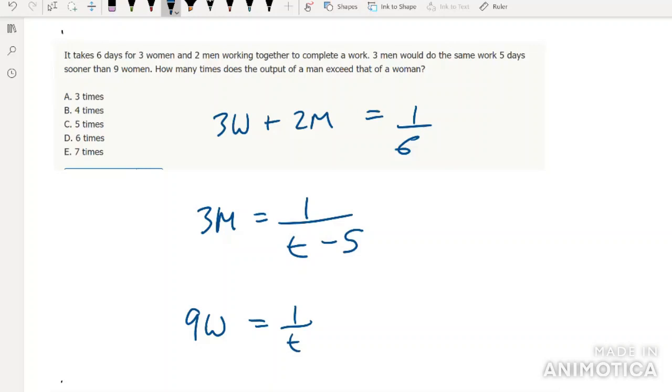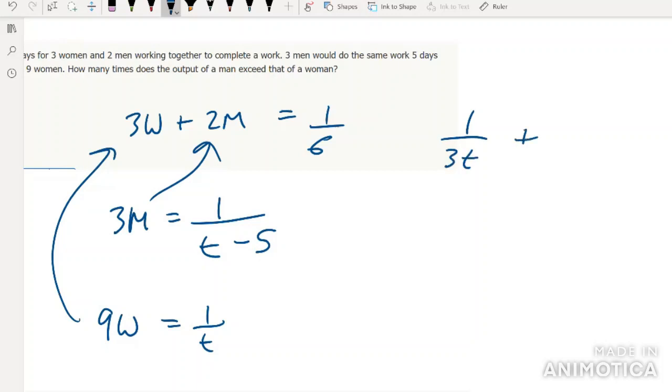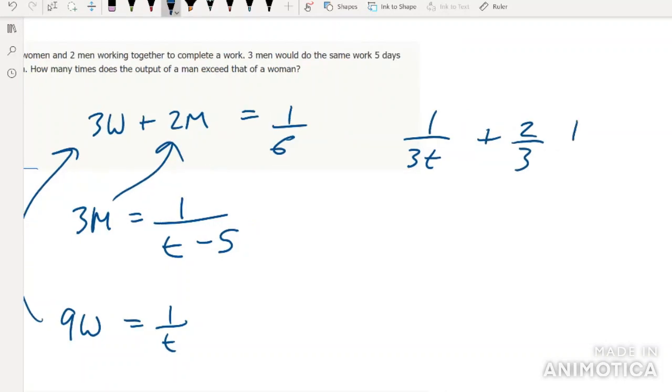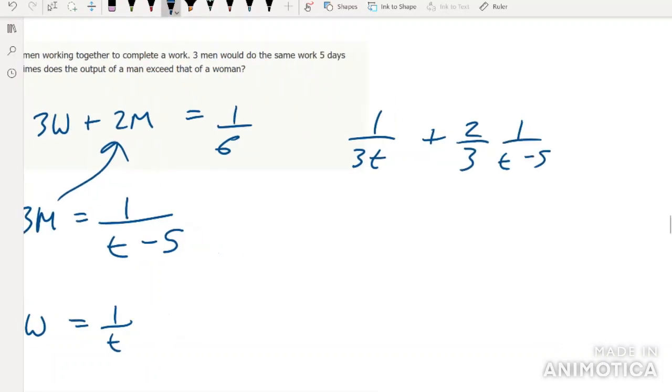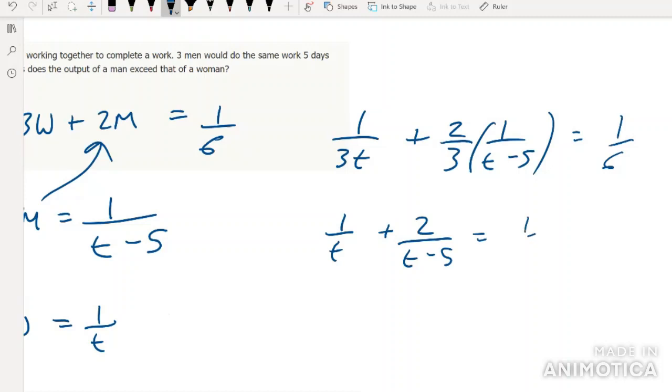So subbing this in, putting all of this into here, we get 1/3T plus 2/3 times 1/(T minus 5) equals 1/6. Multiply both sides by 3, so we get 1/T plus 2/(T minus 5) equals 1/2.